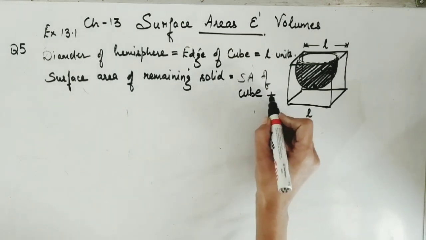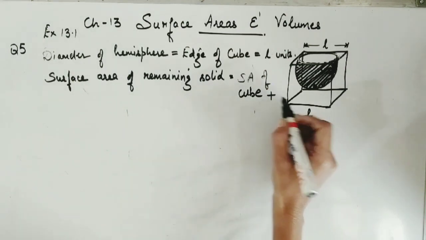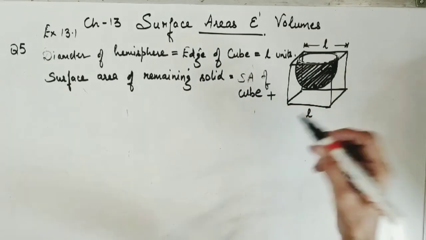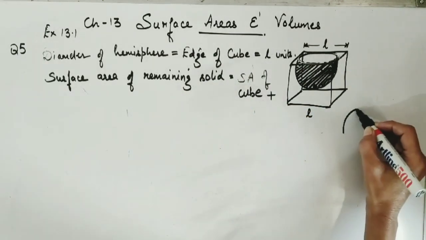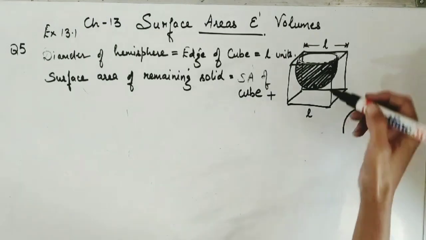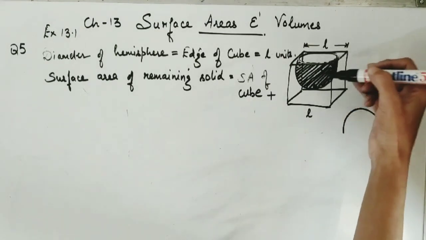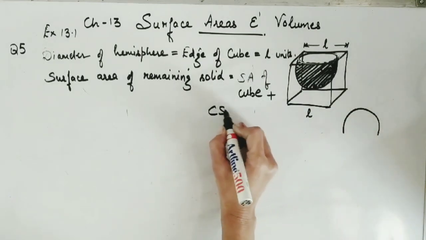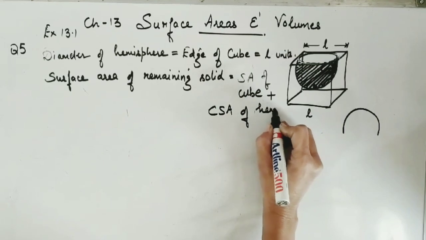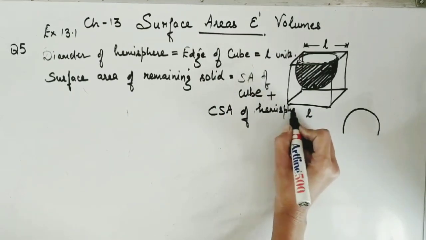And what is the curved surface area of a hemisphere? We know that it is 2 pi r square. So that curved surface area, which in the earlier part was on the top, has now come inside that wooden block. So that would also be added. CSA of hemisphere would be added.